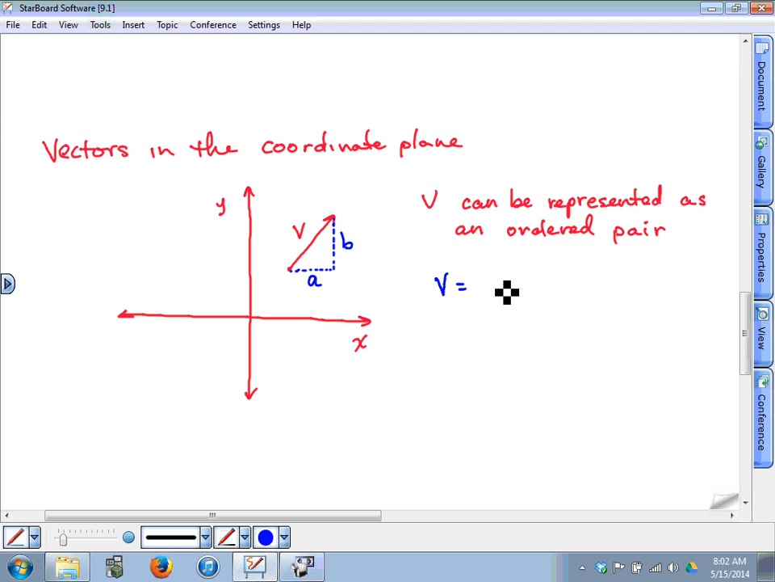V equals, now for some reason, vector notation they chose to use these little brackets instead of parentheses. So vector V could be represented like that, where A is the horizontal component, B is the vertical component.